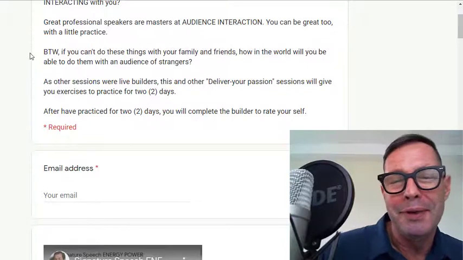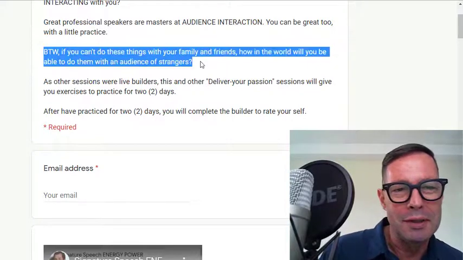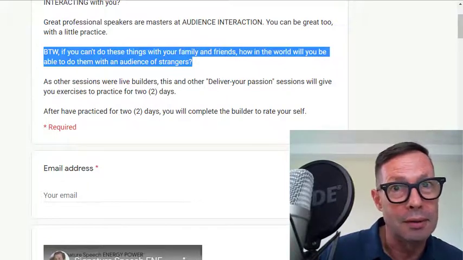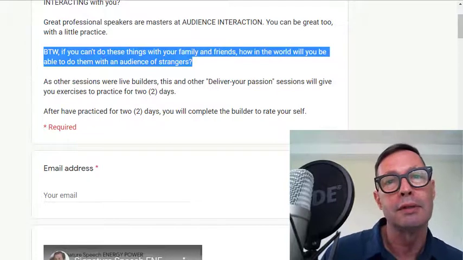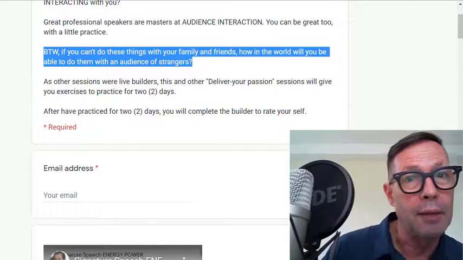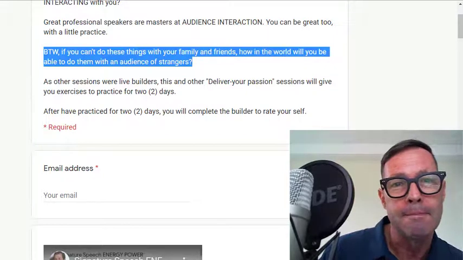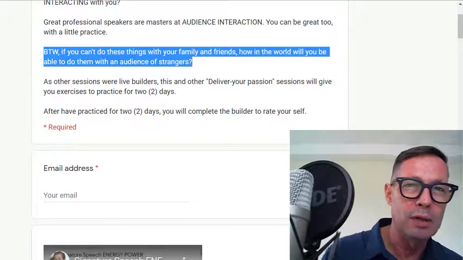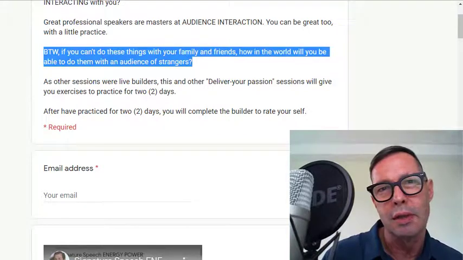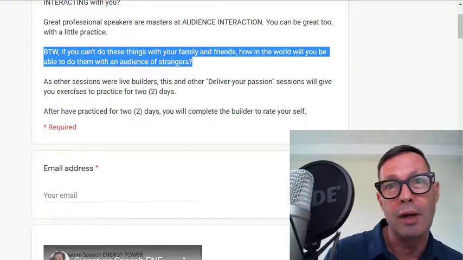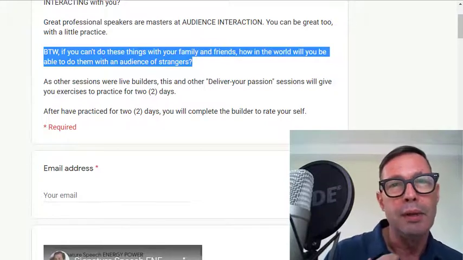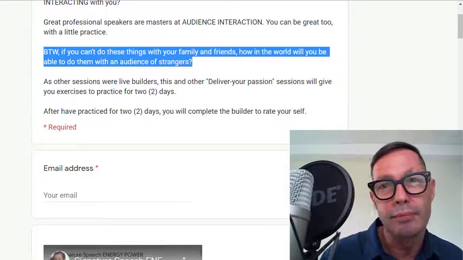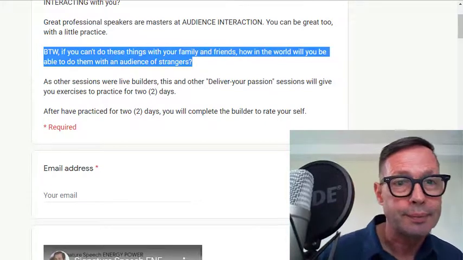And by the way, a caveat here, if you can't do these things with your family and friends, colleagues, you're never going to be able to do them in front of an audience. So you need to practice with people you know and get some caring and supportive feedback from them about whether or not they like it. Because in this session, we're going to look at audience interaction, ways that you can connect with and interact with your audience so that you can have that connection and you will be more effective at communicating and better remembered, probably more well liked too.